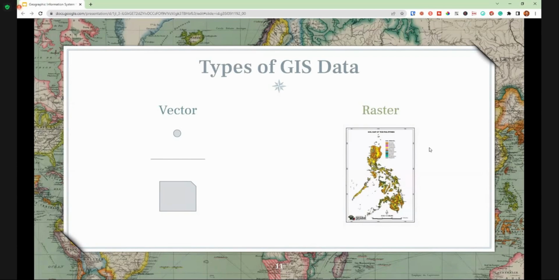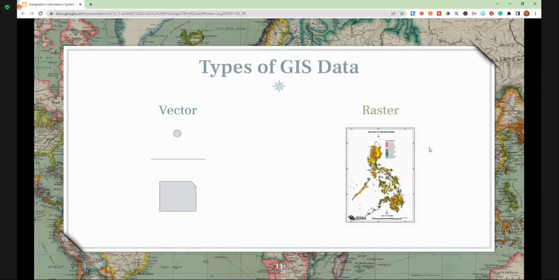So it could be in the form of a point, or a line, or a polygon. On the other hand, raster data is basically anything that has pixels. So if you have images that are composed of pixels, each pixel on that image contains data or represents information about that area.